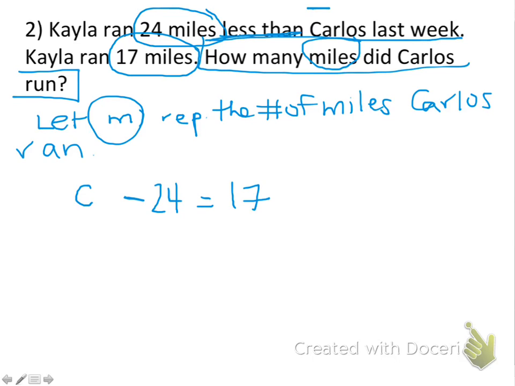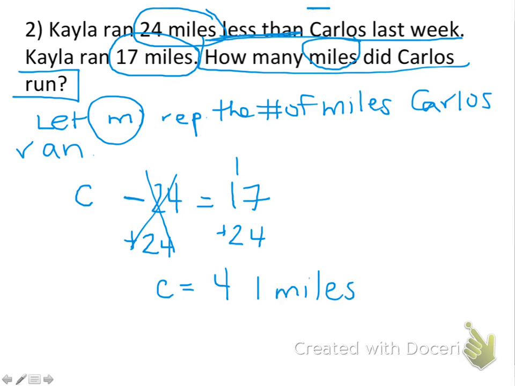Now we need to solve it. We know how to do that. We are going to add 24 to each side. These cancel out. And now we have m is equal to 41. So we know that Carlos, and our units has to be miles. So we know that Carlos ran 41 miles.